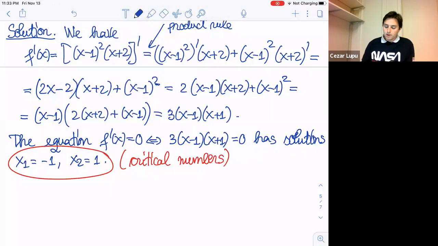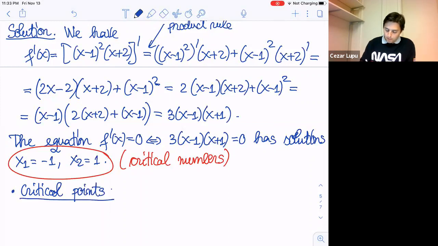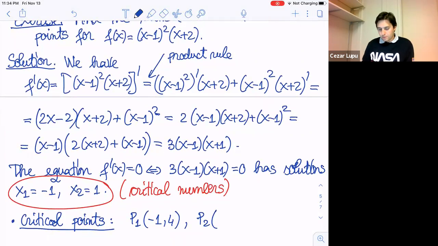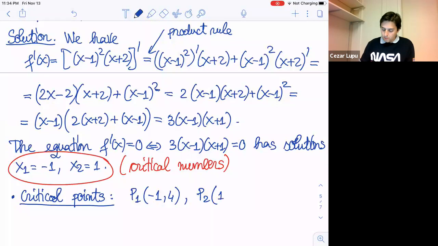And the critical points are given by, let's say, P1 of coordinates, well, f of -1 will be 4, so it will be -1 and 4, and P2, f of 1 will be 0. So it will be 1 and 0. So these are the critical points on the graph of the function f.